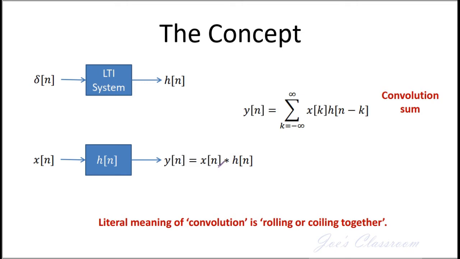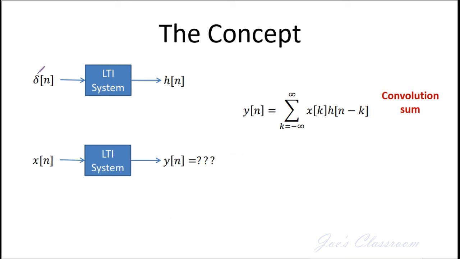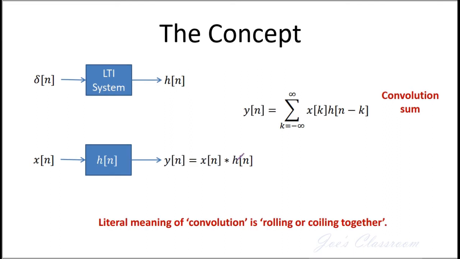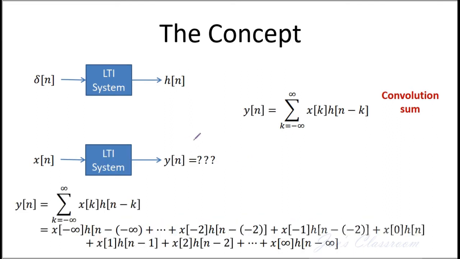Or otherwise I can say that the signals x of n and h of n are subjected to an operation called the convolution. An interesting thing is, here the system, that is the LTI system, is represented by a signal, because h of n is the output signal of the system for unit impulse input. Now let us expand this convolution sum.